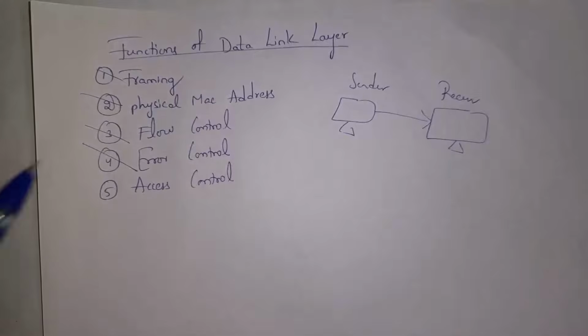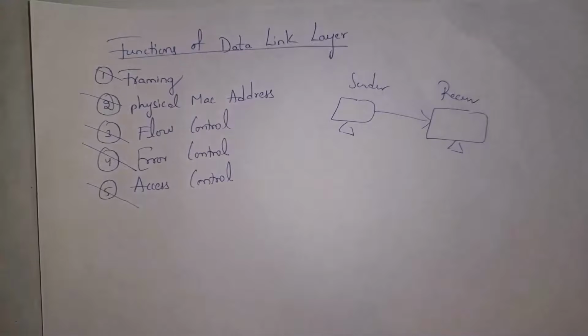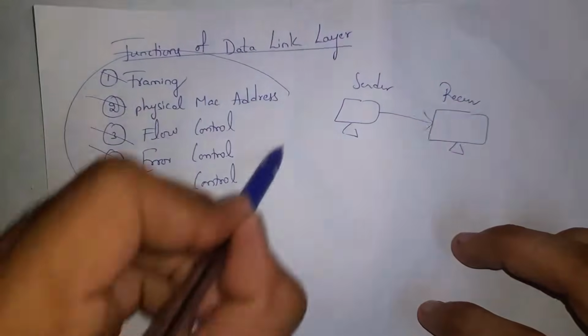And the next one is access control. The data link layer will send data based on MAC address. It will not send data to each and every computer. It will send data to only the correct computer. So access control means which device can communicate in the network. This is the meaning of access control. All these are various functions of the data link layer.